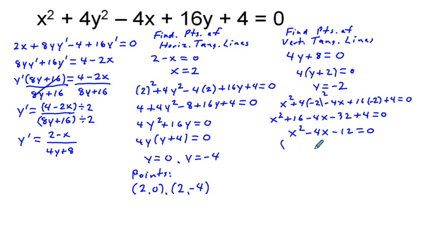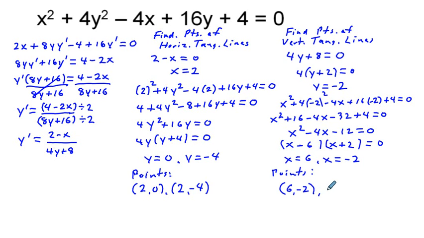And factoring that quadratic trinomial, we get quantity x minus 6 times quantity x plus 2 equal to 0. So what we have is x is equal to 6, and also x equals negative 2. I misspoke earlier. And so these points of vertical tangency are going to be 6, negative 2, and also negative 2, negative 2.